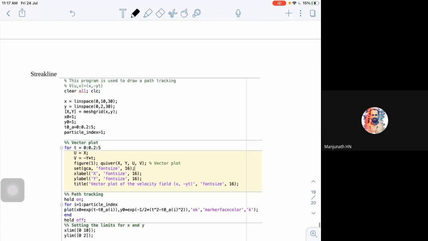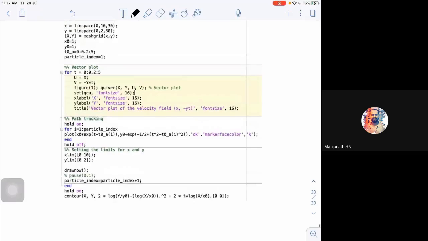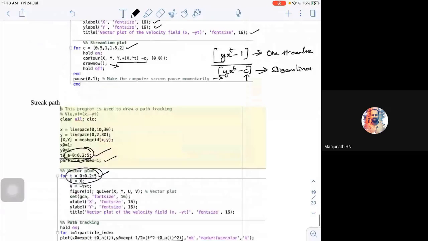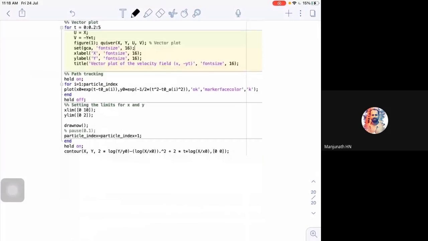Even for the streak line, whatever I told you was for the particle streak, and we have the same thing: path, streak line, streak path and streak line, same code, with the marker and all those things. So this is your streak line code. The previous code was to line the streak path, looking at what the points are. But if you want to draw that particular thing, you have this equation. This equation is for x and y. If you draw it, you're going to get the streak line.